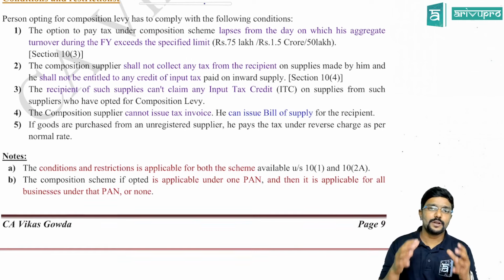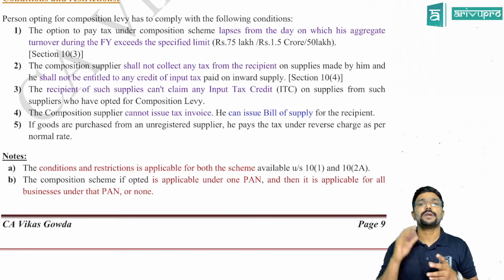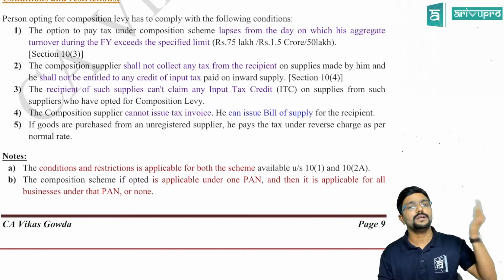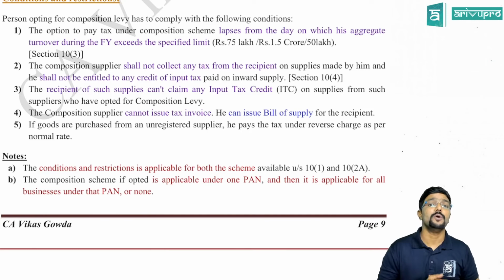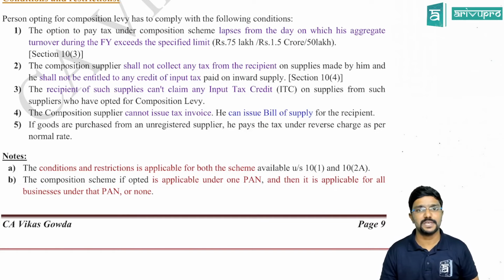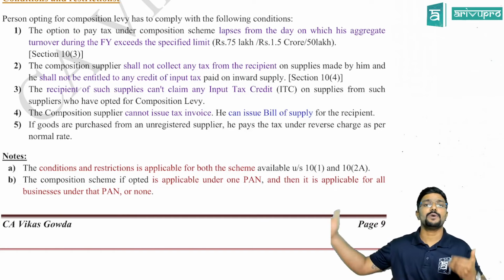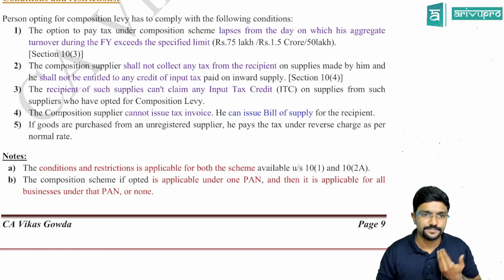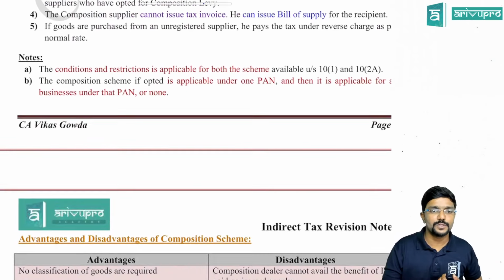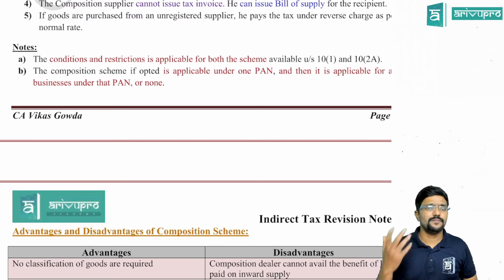Then, if you are covered under the composition scheme, you cannot collect tax from your recipients. You cannot claim ITC on your inward supply. You cannot issue a tax invoice to the recipients. Instead of that, you have to issue a bill of supply for your recipients. And the recipients who have purchased the goods from a composition supplier can never claim ITC. Chalo, notes. The condition and restriction is the same for both the schemes.